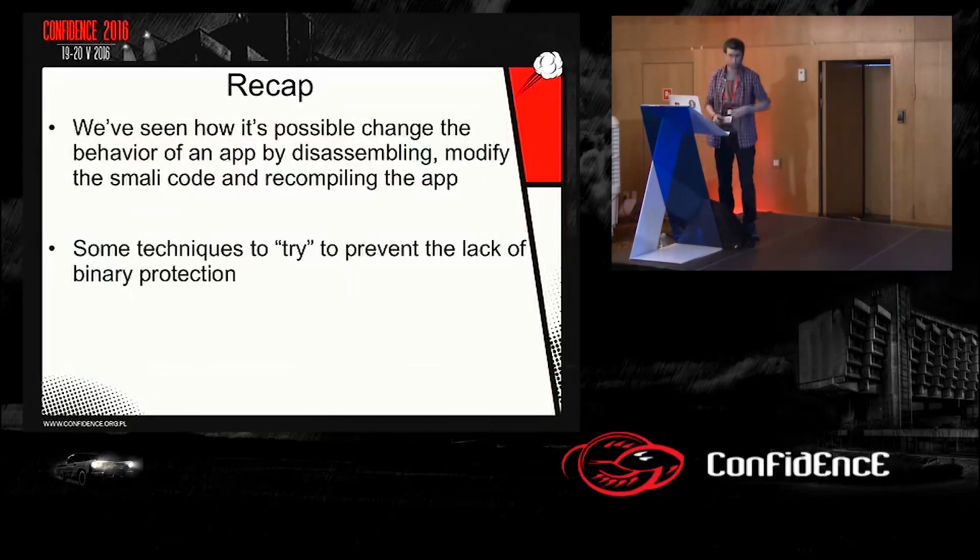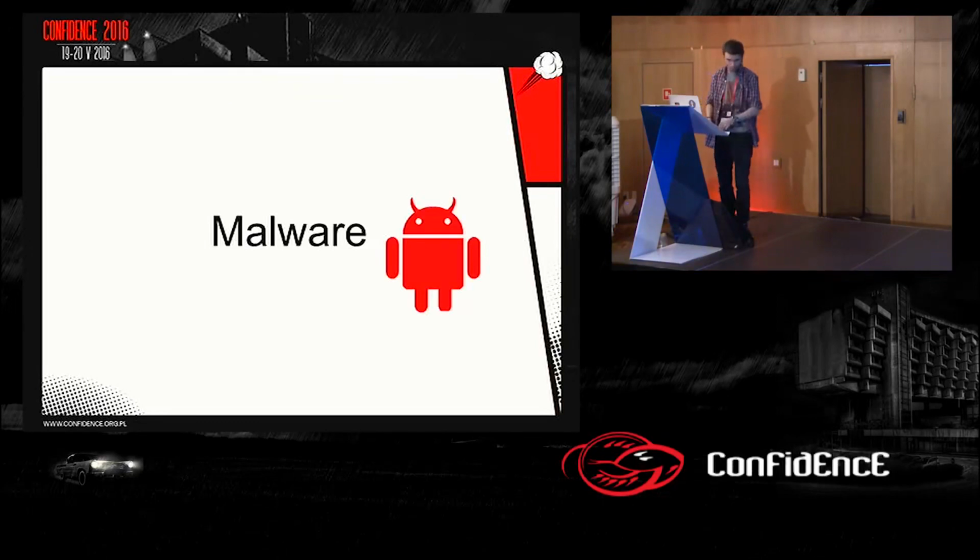So for a recap, in the first part of the presentation we have seen how we can modify the behavior of the application by disassembling and modifying the smali code, and then some techniques to try to prevent this lack of binary protection. For the second part, I will talk about some malware in Android.